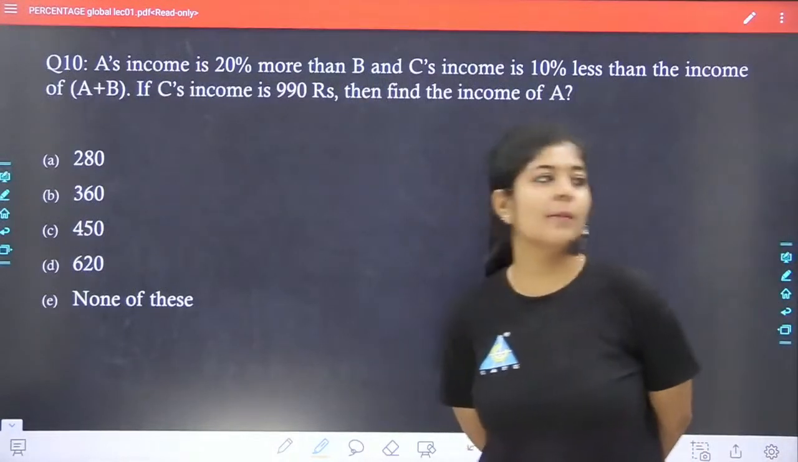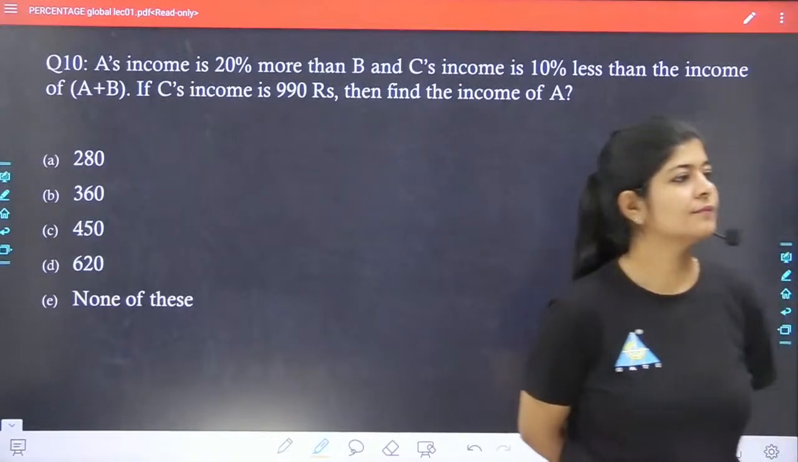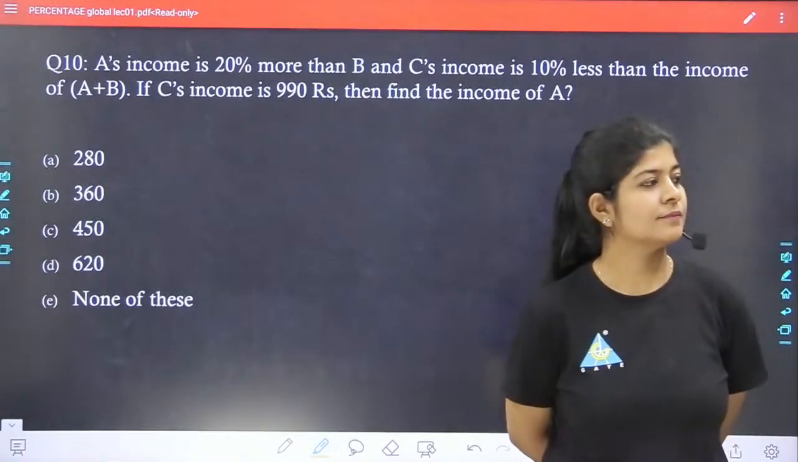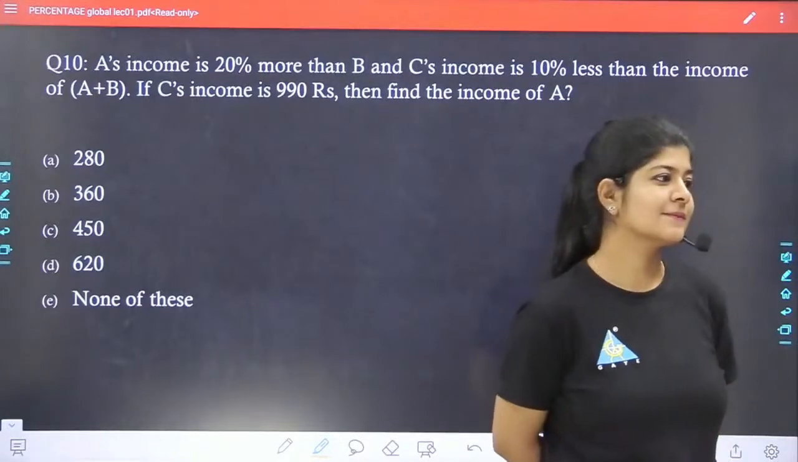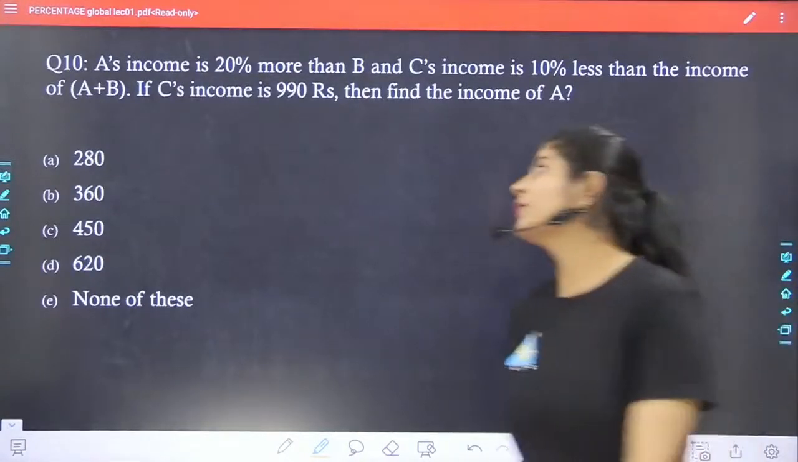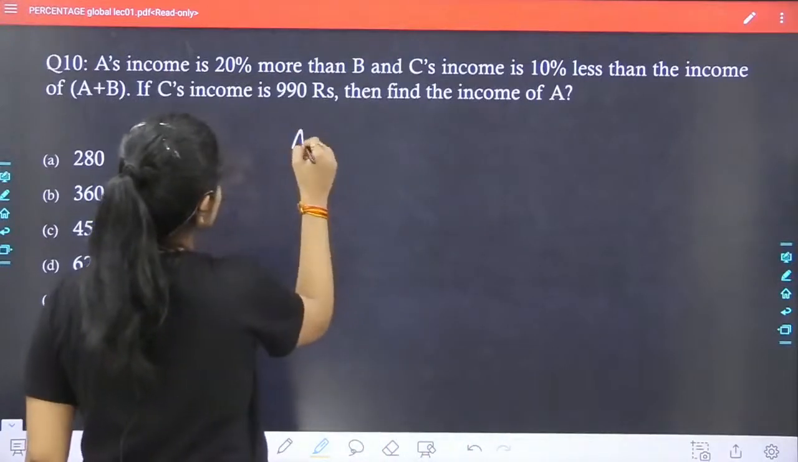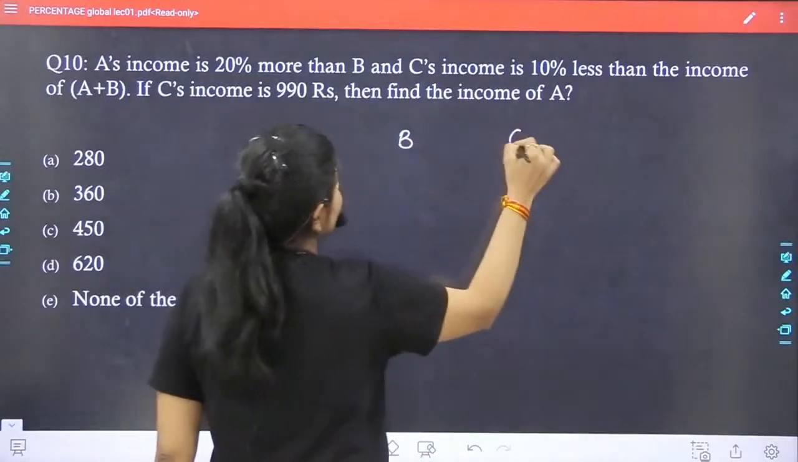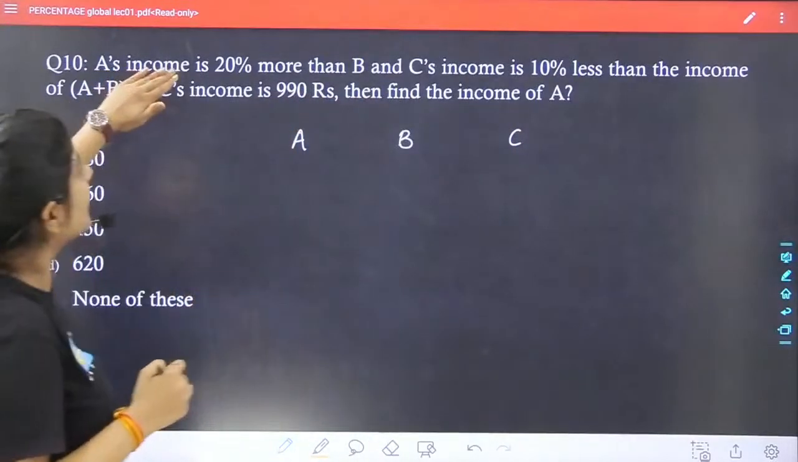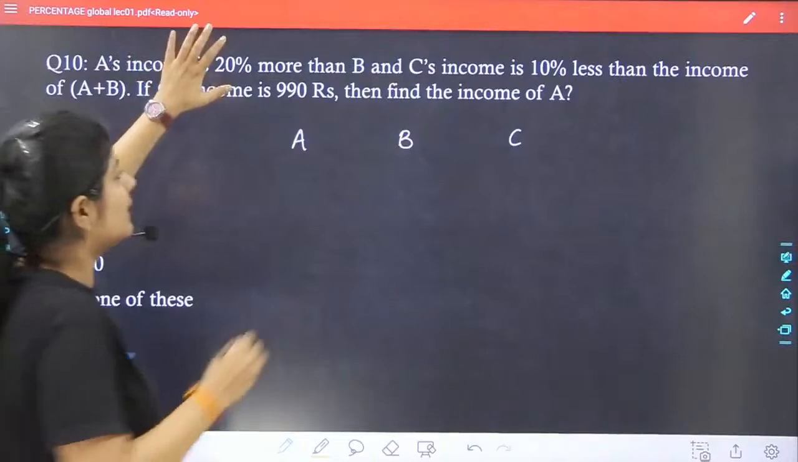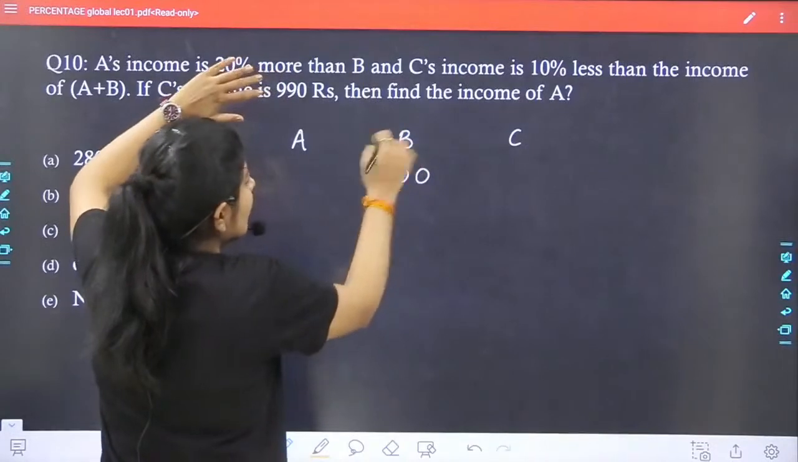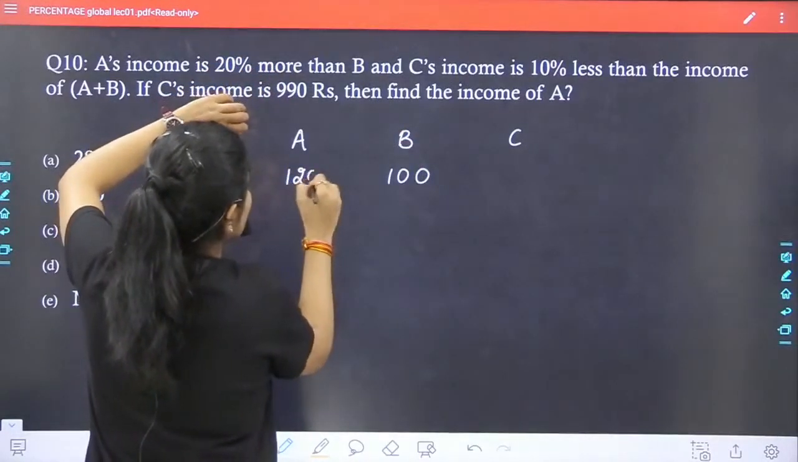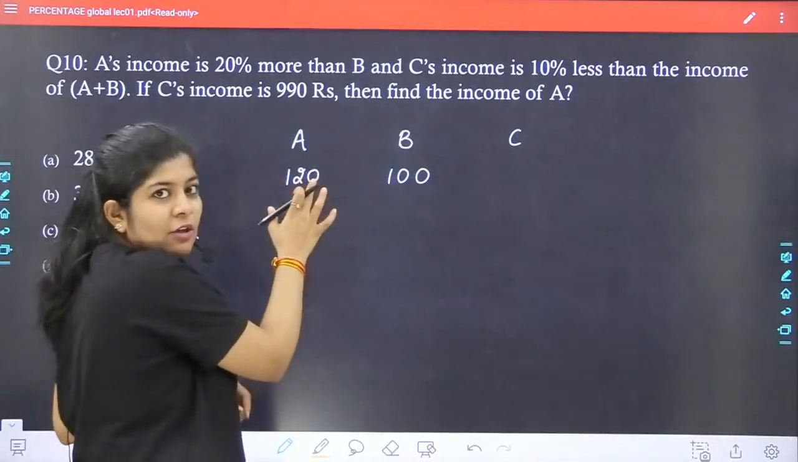Okay, what is the income of A? Very good. Here we have three persons, A, B, and C. And it is given that A's income is 20% more than B. If I take 100%, or we can say 100, as the income of B, so the income of A should be equal to 120, that is 20% more than that of B.